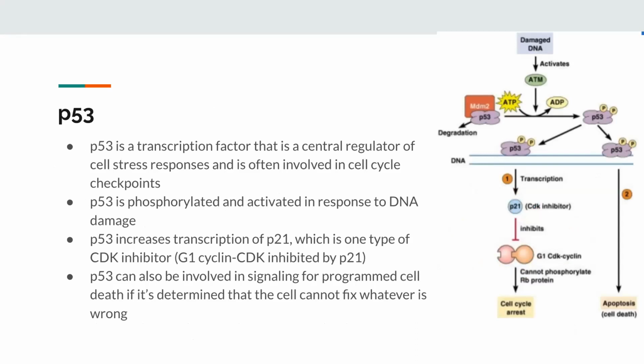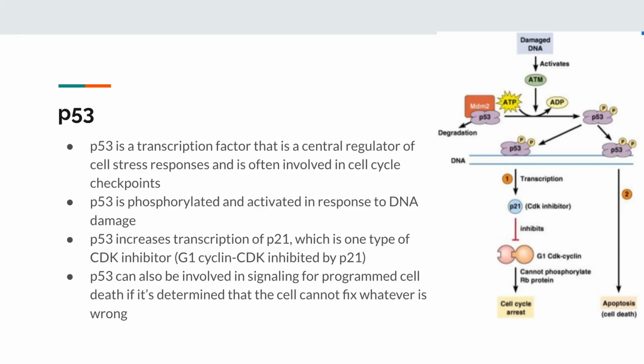All right. One more big part of cell cycle regulation is P53. P53 is a transcription factor that is a central regulator of cell stress responses and is often involved in various checkpoints. When DNA damage occurs, which can generally occur during S phase or can be caught in G2 phase, P53 gets phosphorylated and is activated, right? Once it's activated, P53 acts as a transcription factor for a protein called P21. And P21, just like we were just talking about, is a CDK inhibitor. So it'll inhibit G1 cyclin CDK complexes. And once P21 has inhibited that, the cell won't be able to push forward in the cell cycle, and you'll get an arrest of the cell cycle. So it won't go past the checkpoint.